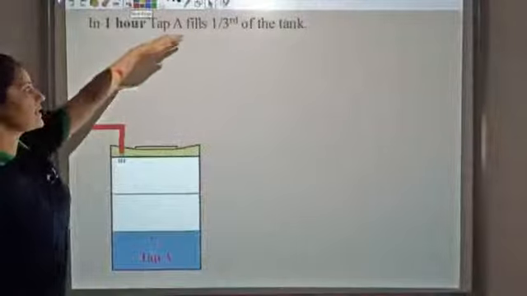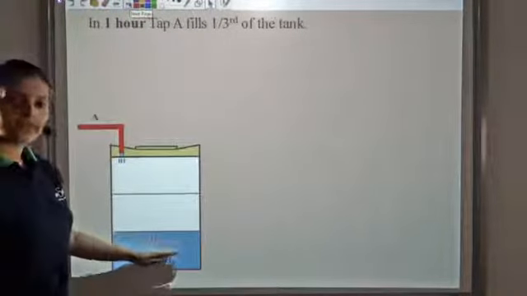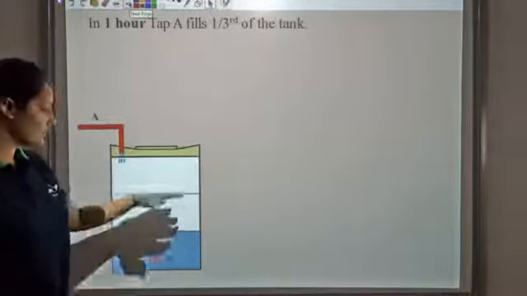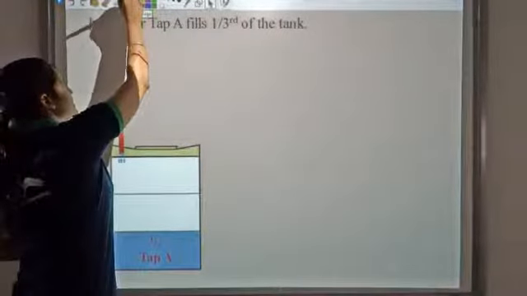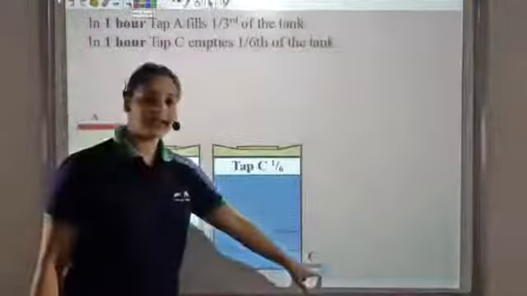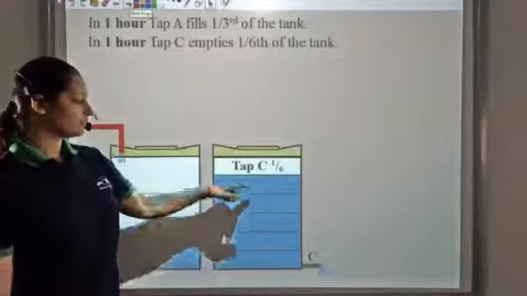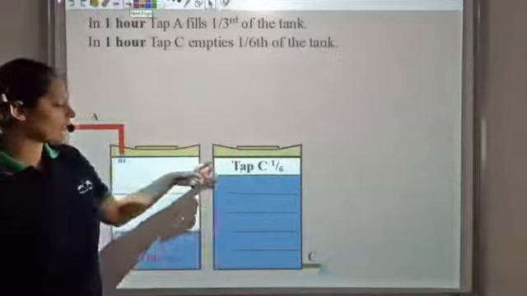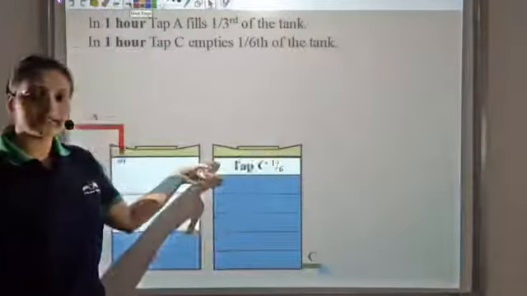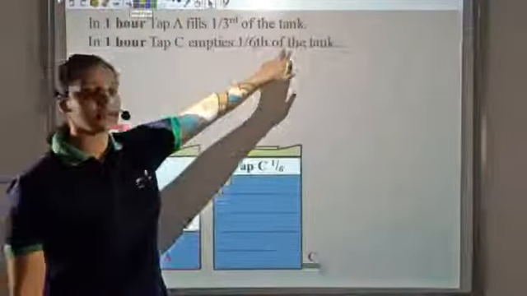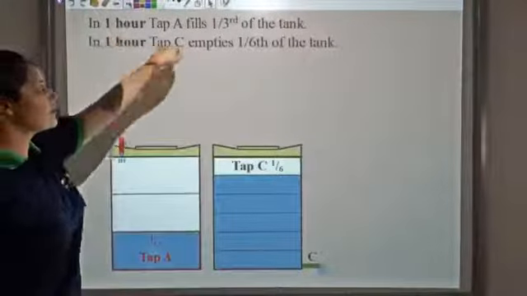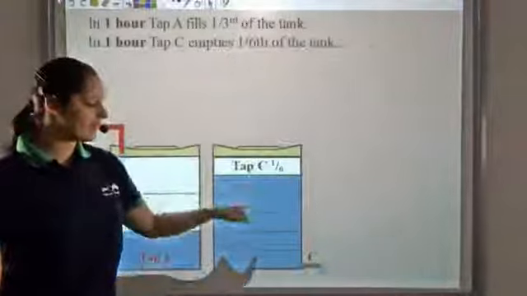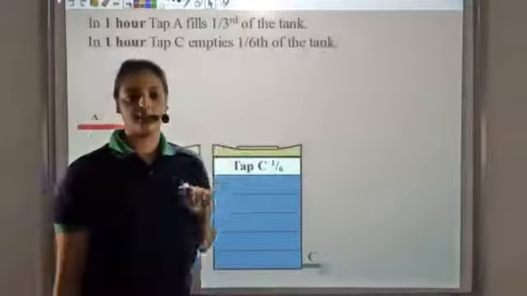Now, let's see. Tap A, we know, fills the tank in 3 hours. That is 1/3 in an hour. We know tap C, which is at the bottom, empties the tank in 6 hours. So in 1 hour, it is doing 1/6 of the work. That is, it empties 1/6 of the tank in 1 hour. So we know tap A fills 1/3 in an hour and tap C empties 1/6 in an hour.